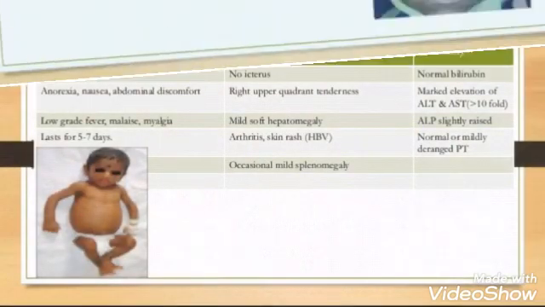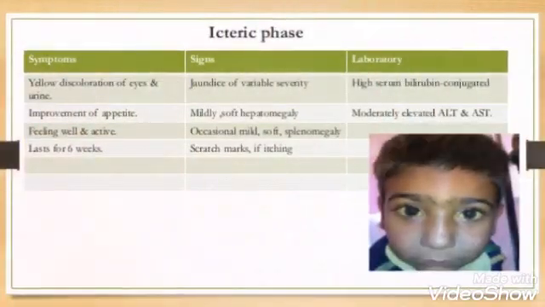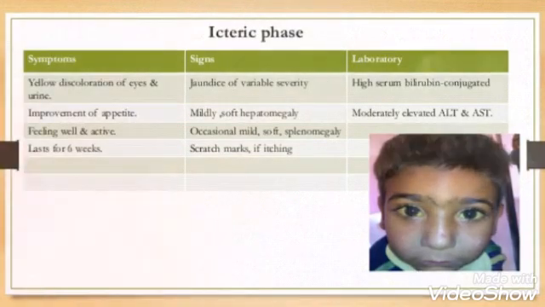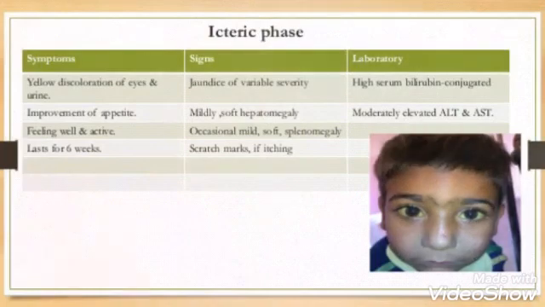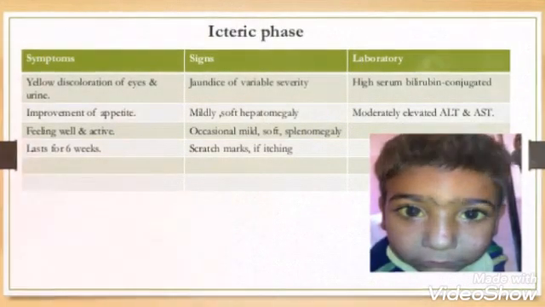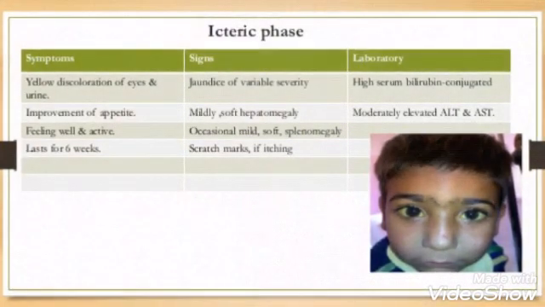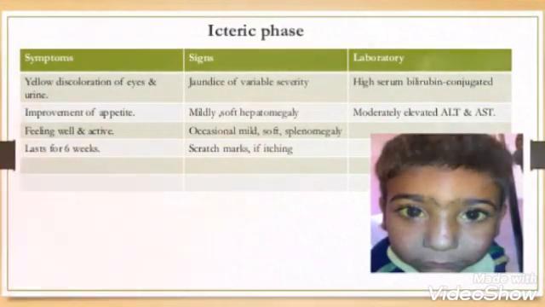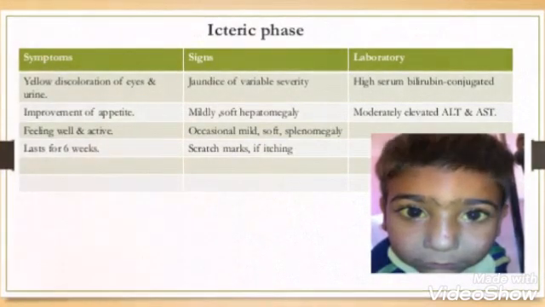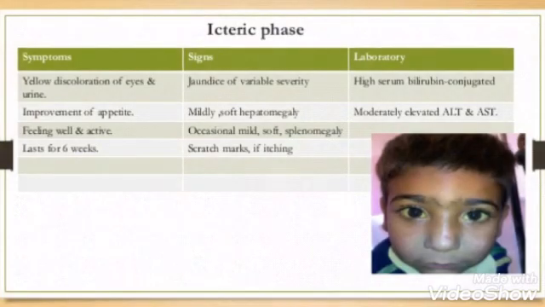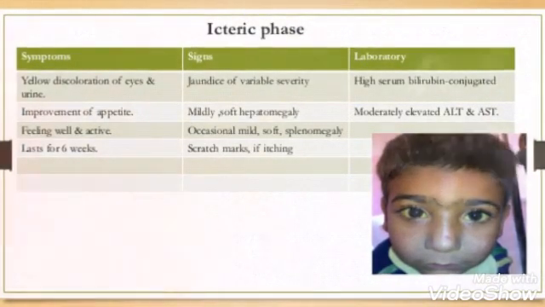Then we move to the next phase, that is the icteric phase. In that, the symptoms observed are yellow discoloration of eyes and urine, improvement of appetite, that is the child will be getting hungry more often. Then feeling well and active; since he will be eating so much, he will feel active. These symptoms last for 6 weeks.